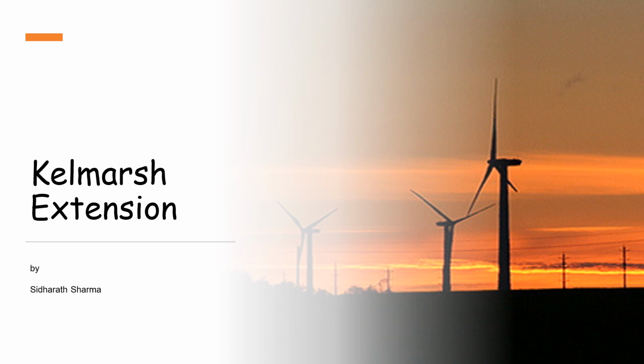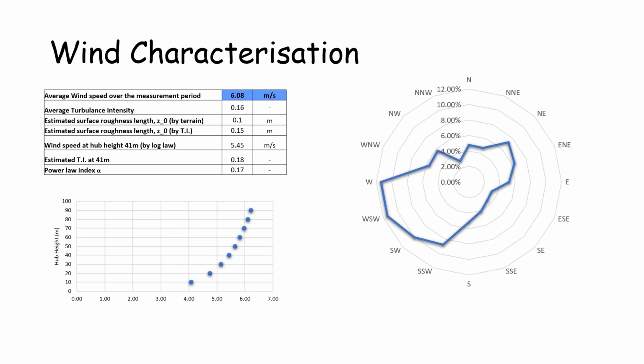Kelmarsh wind farm extension. The wind was characterized using the 2018 data. The Kelmarsh 10-minute data was analyzed, assuming it was recorded from a nacelle height of 78.5 meters. This showed a mean wind speed of 6.08 meters per second and a turbulence intensity of 0.16. The surface roughness was calculated using the log rule.